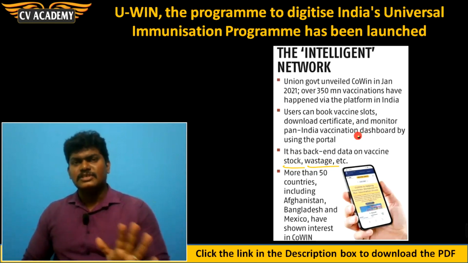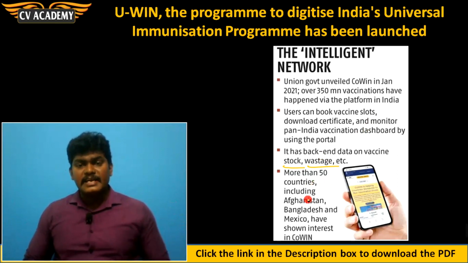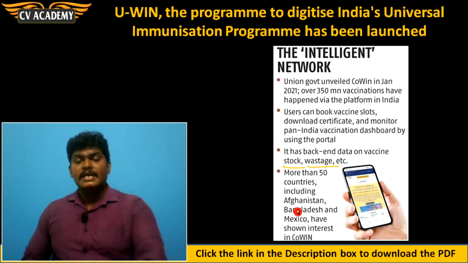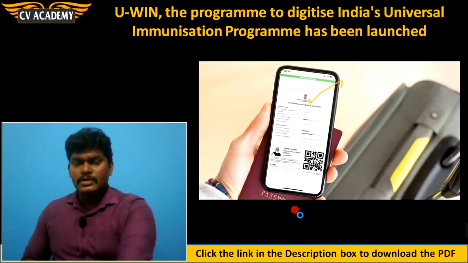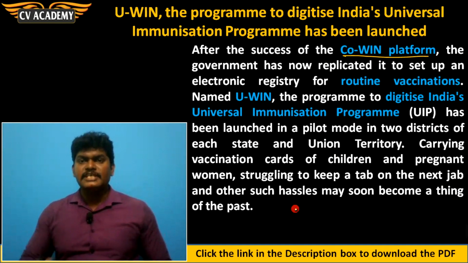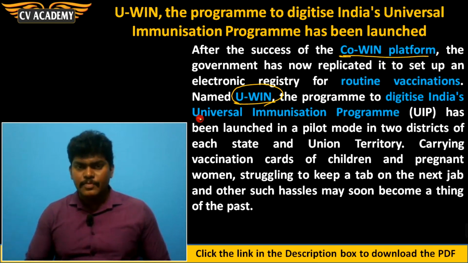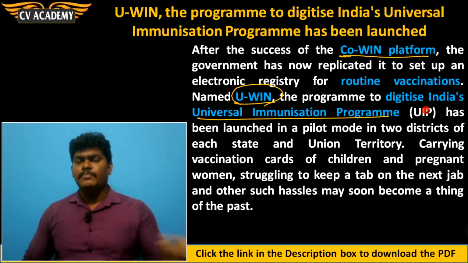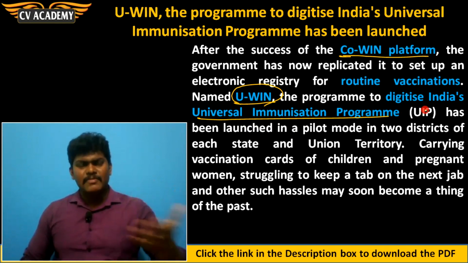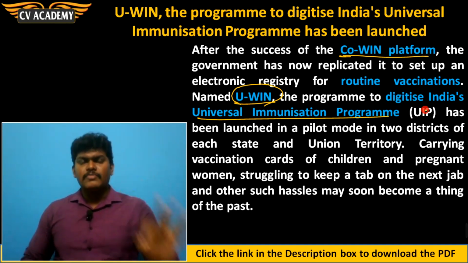So this app is also a successful one, and more than 50 countries, including Afghanistan, Bangladesh, Mexico, have shown interest in this CoWIN app. So same as how the CoWIN app revolutionized the COVID-19 pandemic response, our government has decided to design a new app called the U-WIN app. Actually, the CoWIN app was launched for COVID vaccination, but for routine vaccination, that is the universal immunization program, for the children they will be giving polio vaccines, and for pregnant women, the basic vaccines must be given by the government free of cost.